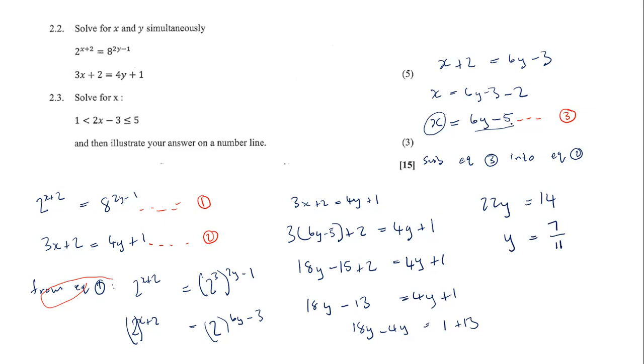Therefore, what will be the value of x? You just use equation number 3. You just say x is equals to 6. Remember, y is equals to 7 over 11 minus this 5 over there. And therefore, we're going to say 6 multiplied by 11 is going to be how much? You're going to have 42 over 11 subtract 5. And then when you subtract 5, your x will be negative 13 over 11.